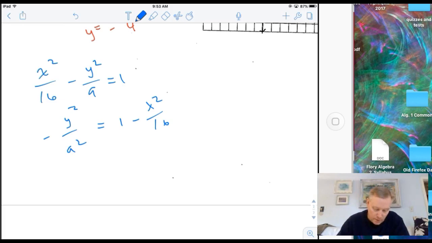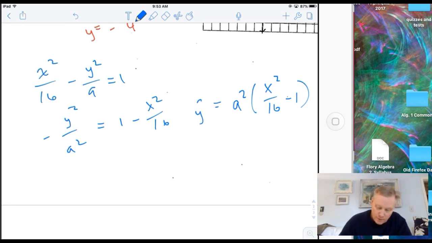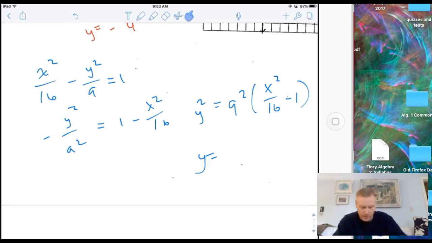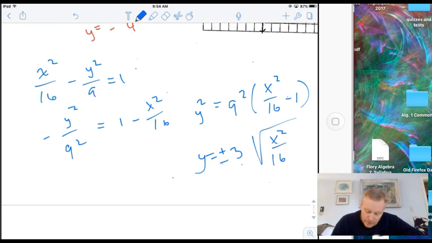Multiply everything by 9, I would get 9 times x squared over 16 minus 1. That would equal y squared, and then you take the square root of both sides. Oh, that shouldn't be an a, it should be 9. It's a 9, not an a. My scribbly writing. Okay, back to that. So if I took the square root of everything, the square root of 9 is 3. This is going to be plus or minus 3 times the square root of x squared over 16 minus 1. And that would be something you can punch into your graphing calculator.